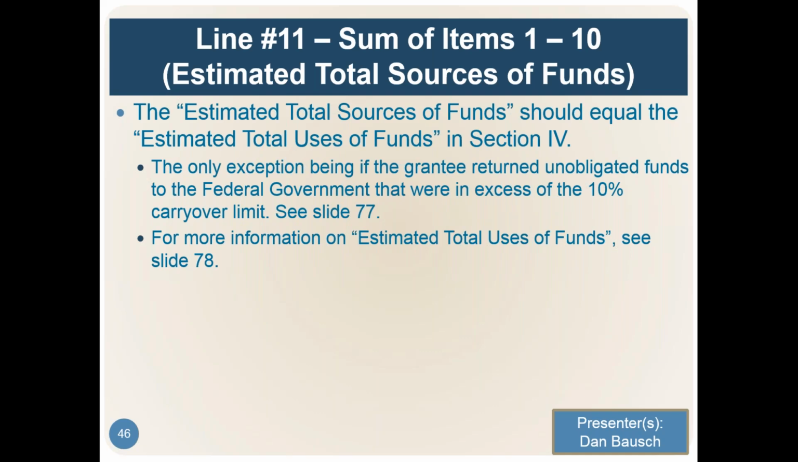Okay, so the total sources of funds should be equal to the estimated total uses of funds in Section 4 that we're going to review soon. The only exception here is if a grantee needs to return unobligated funds to the federal government that are in excess of the allowable amount for carryover, which is 10%.